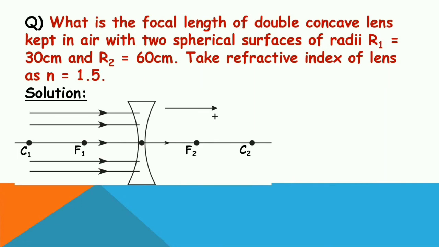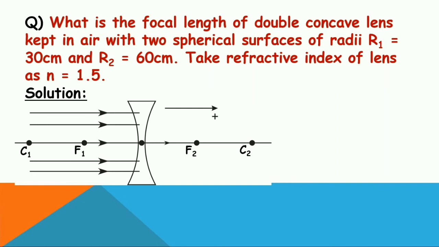So let us take a concave lens first. And for the sign convention, the first rule is we need to measure any measurement from the optic center. If we want to measure the distance of C1 and F1 from the optic center, we need to measure from the optic center to the left hand side. So the direction of the measurement is towards the left hand side. And if we want to measure the length of F2 or C2 from the optic center, we need to measure in the direction of the right hand side.